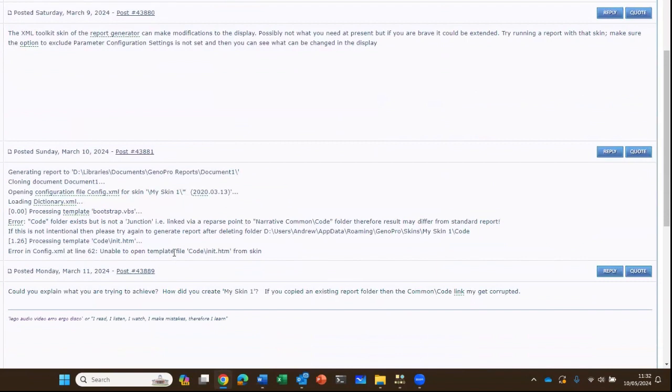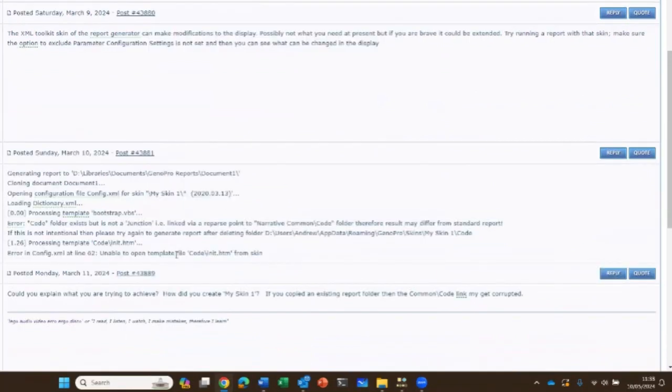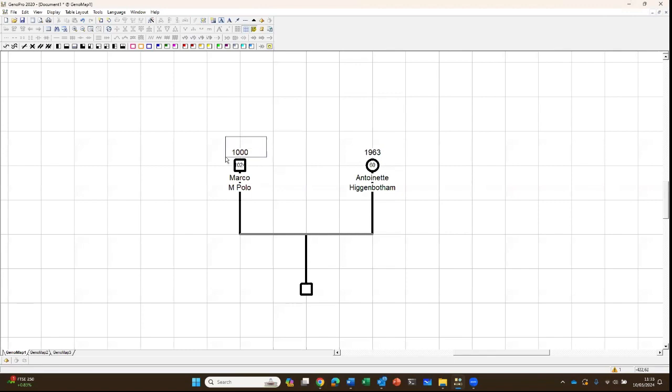There's a few answers here which talk about generating reports, but I don't think that's what the user is asking about. We're talking about the standard Genopro, and thinking about this, my interpretation is to get this date swapped over with the name. So the name on top, the date underneath.